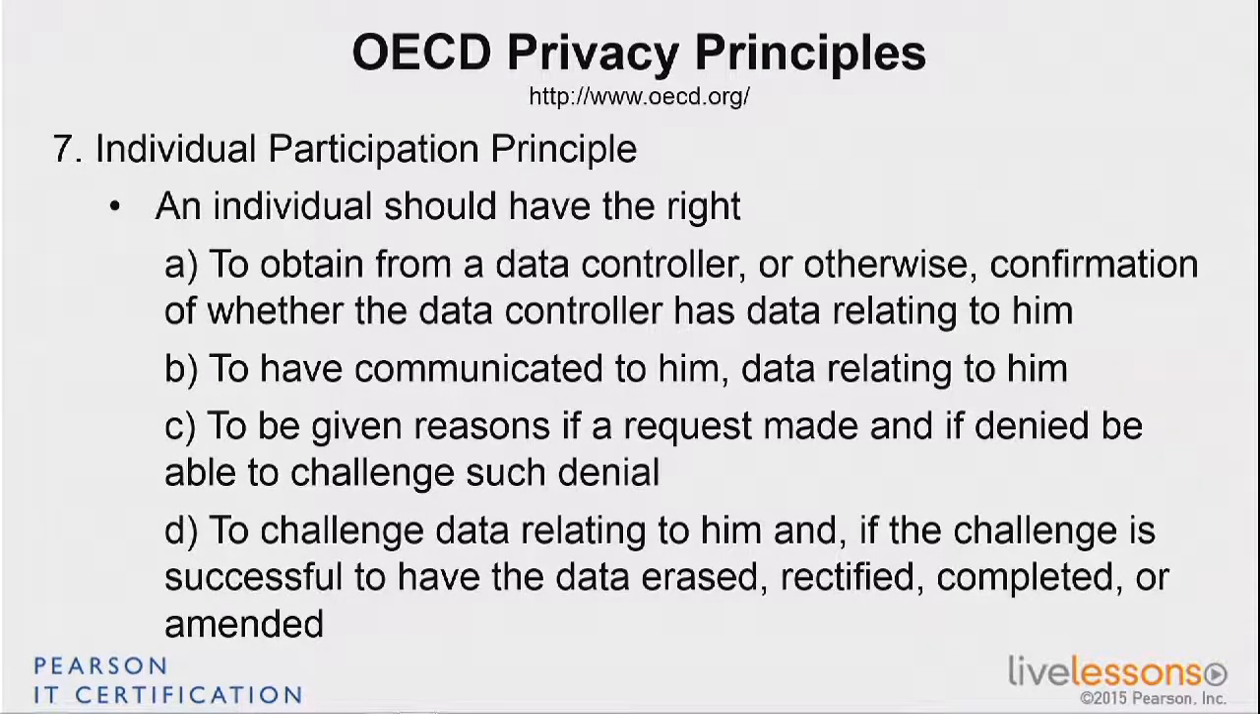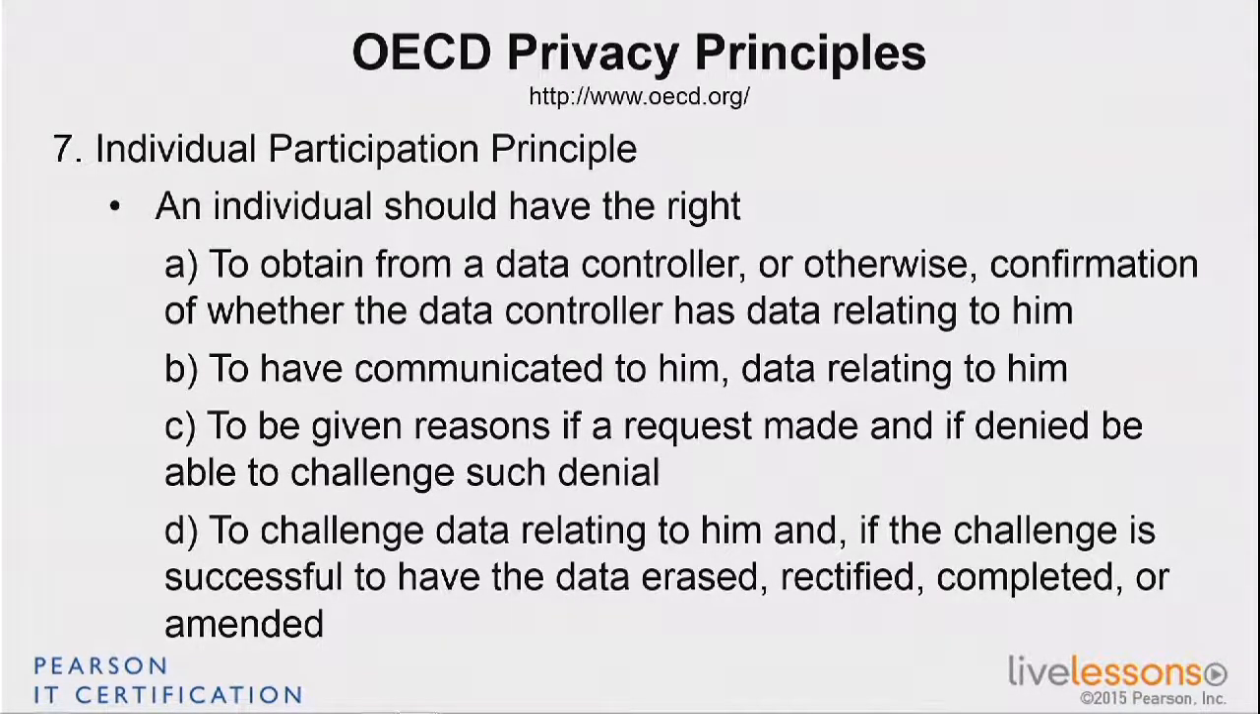To be given reasons if a request is denied, and be able to challenge such a denial. So if a subject says, I would like my data, do you have data on me? Please send it to me. And the organization, the data controller says, I'm sorry, I can't do that, then they need to provide a reason, and then there needs to be a mechanism for challenging the data controller in order to require that they provide the information.